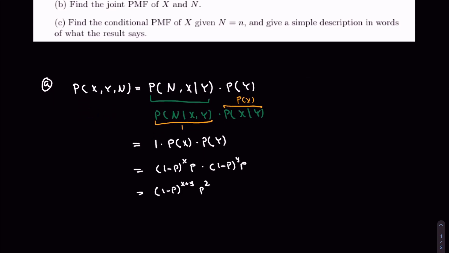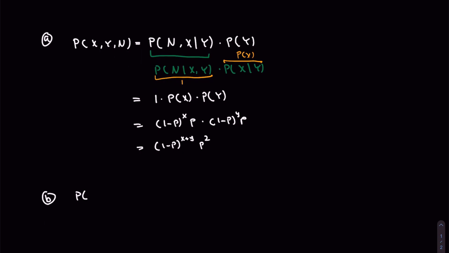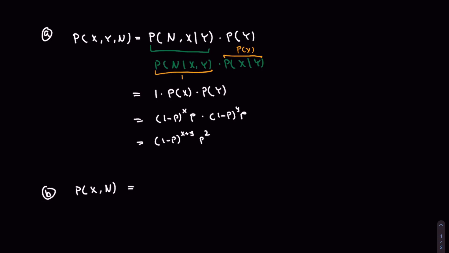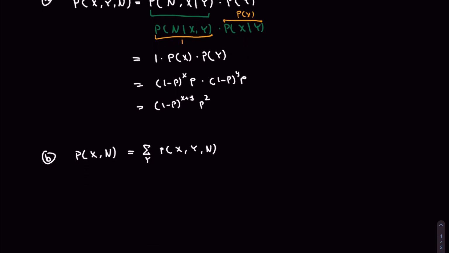In B, we're now asked to find the joint PMF of X and N. So a natural way is to sum over, so we marginalize out Y, by looking at the joint distribution of X, Y, and N. Now, this is basically the way we, by following the definition, will be going about it.